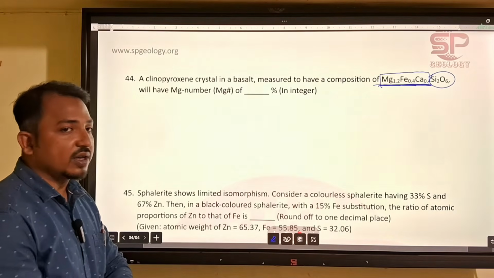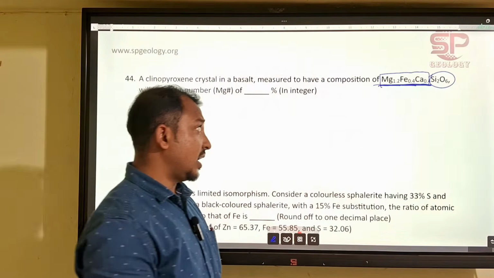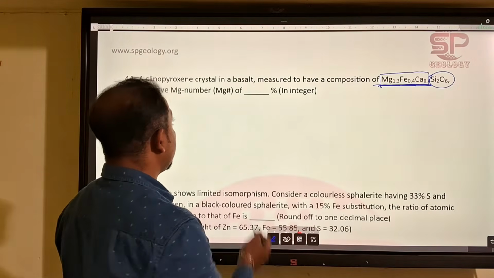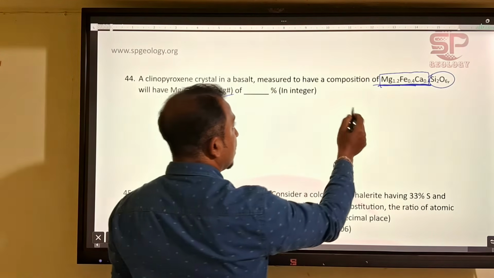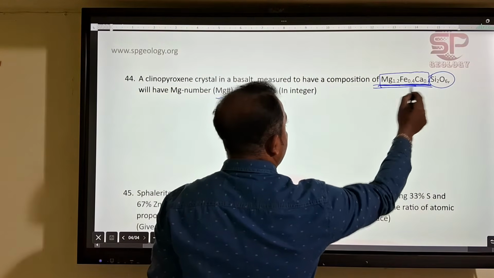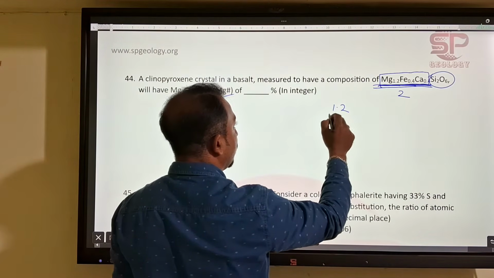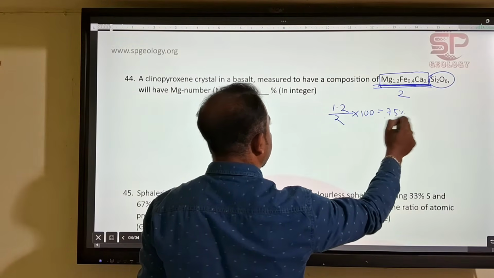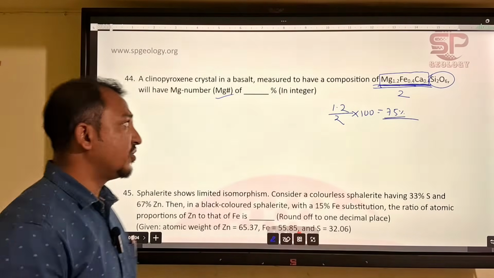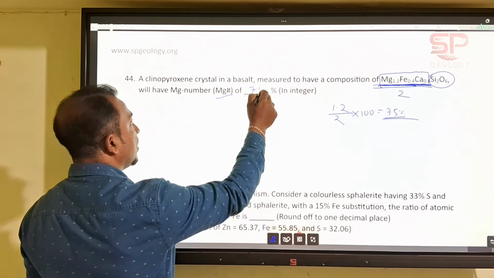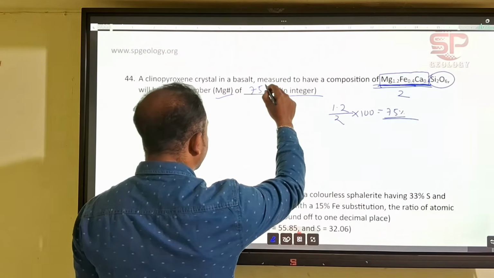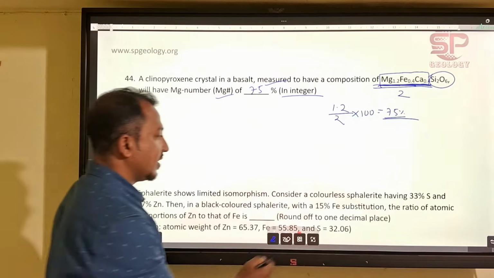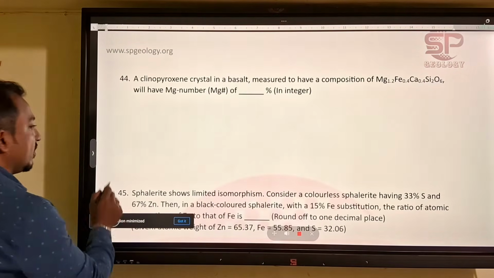This type of numerical is always asked in IIT JAM. So here we have to calculate the percentage of Mg. This place will add up to 2. It will be 1.2 divided by 2 into 100. It will be 75%. So the answer will be 75%. It is asked in integer. So let's move to another question.